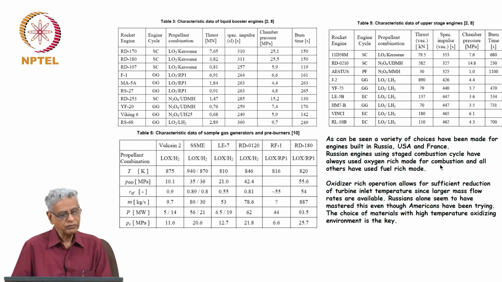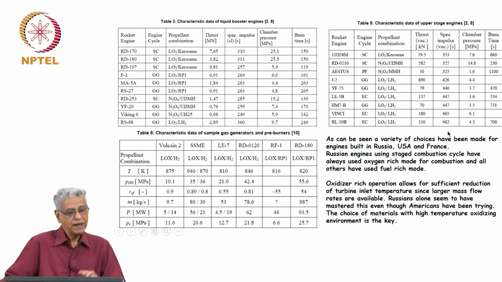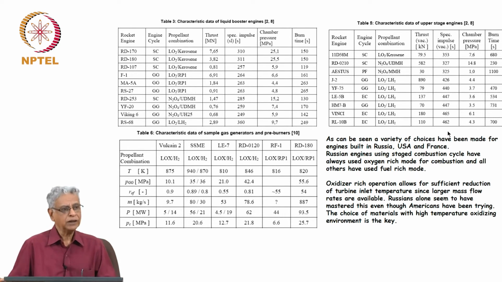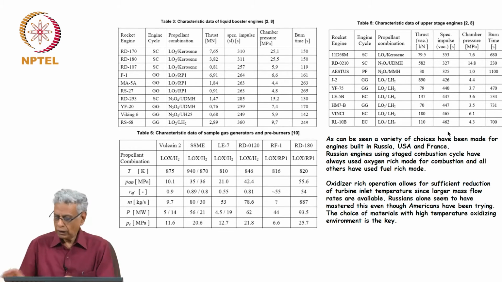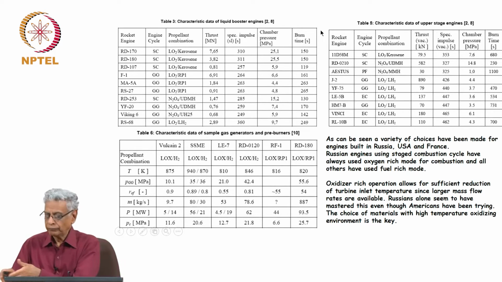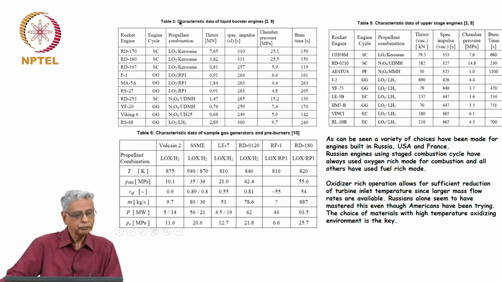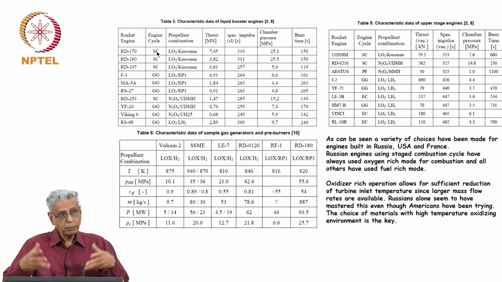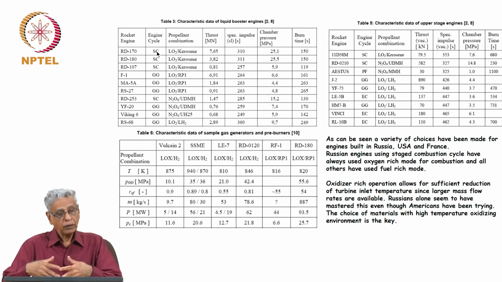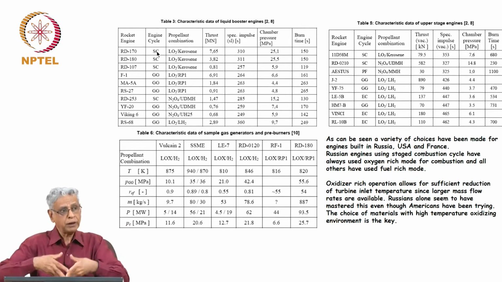Specific details of various classes of engines built by various countries. There is something interesting that you may want to recognize in this. You see RD-170, RD-180, RD-107, these are all Russian engines. These are what you see as SC, staged combustion cycle. As I told you, in staged combustion cycle, all the propellant which has gone into the turbine and others, they all go to the main combustion chamber.